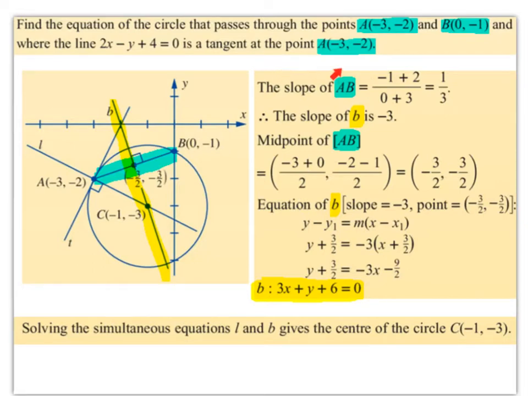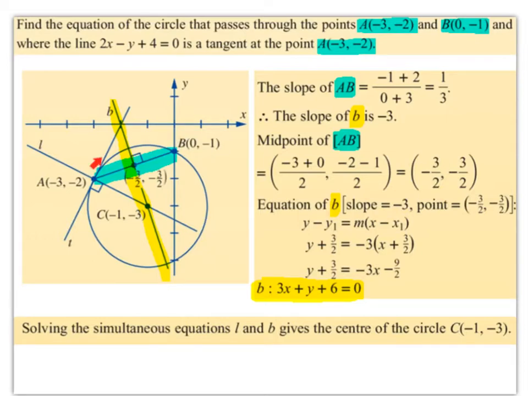Next we want to get the slope of AB, which is the chord. So remember A is (-3, -2) and B is (0, 1). So there it is on our diagram, the blue line. So we want to get the slope of this blue line. Using the points (-3, -2) and (0, 1), we substitute into our slope formula. We get 1 over 3. So the slope of the yellow line, which is the perpendicular bisector of the blue chord, is going to be -3, because we turn this upside down and change the sign. So the slope of the yellow line is -3.